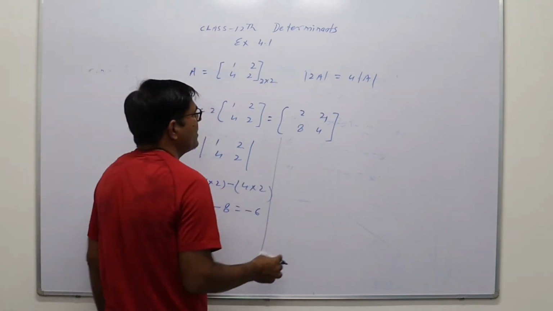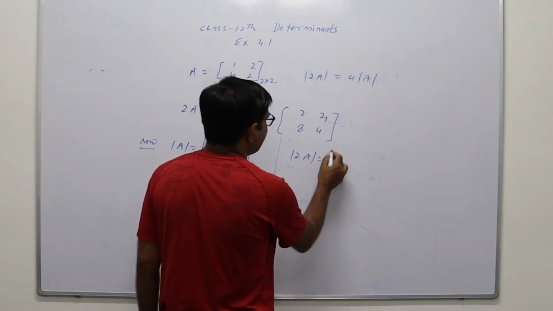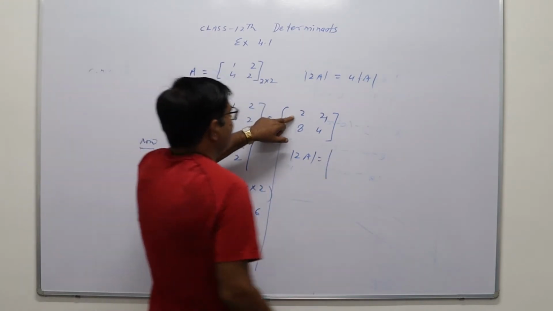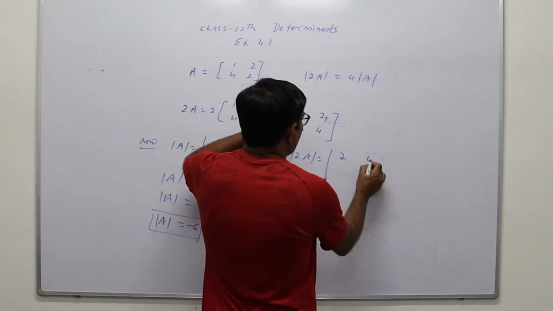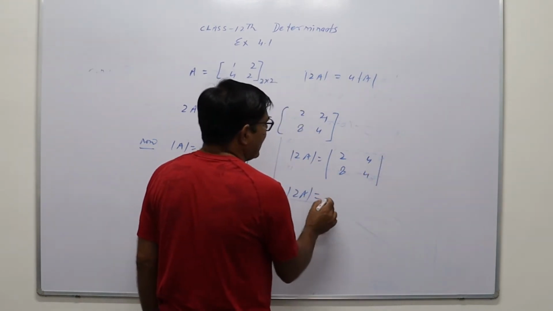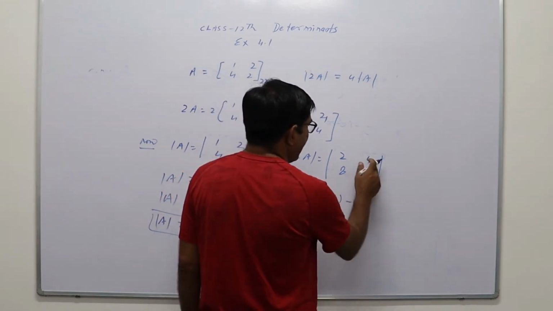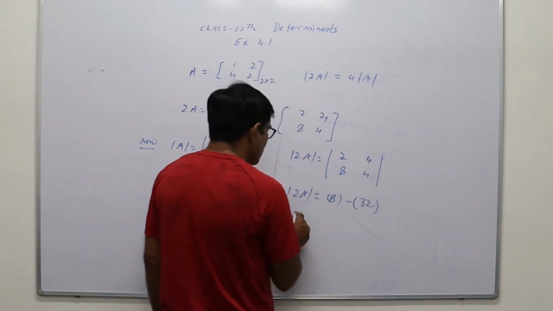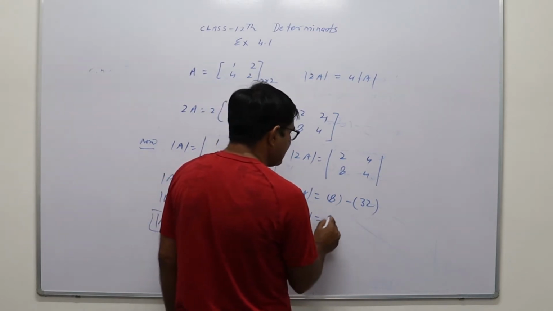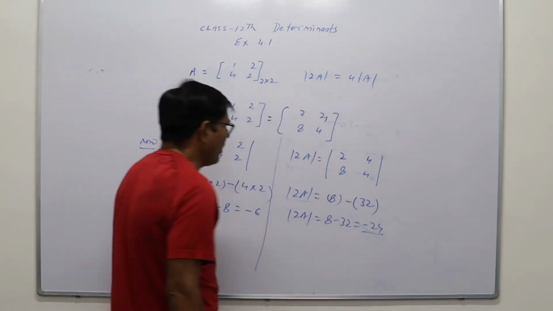Now the determinant of 2A, that is the determinant of this matrix 2, 4, 8, 4. So determinant of 2A will be equal to 2 into 4 is 8, minus of 8 into 4 is 32. So twice of determinant A is 8 minus 32, that is equal to minus 24.